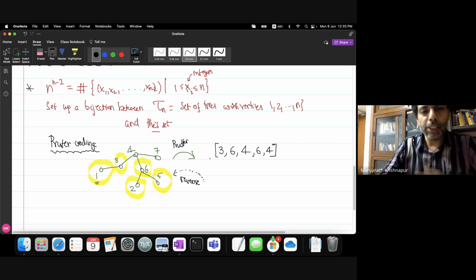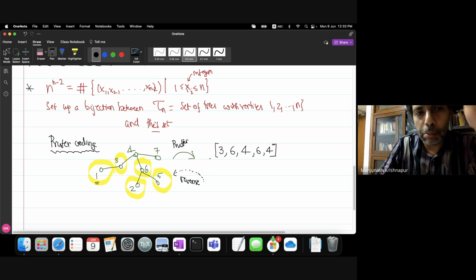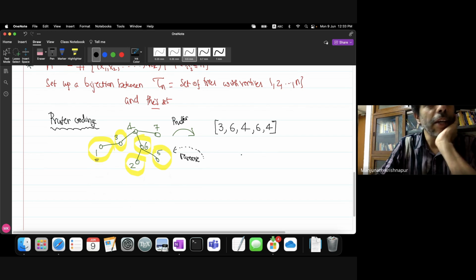So this is one of the nicest proofs, and an important one. This is a good coding of the tree. Any questions here about this coding? Yes, sir. Yeah, please.